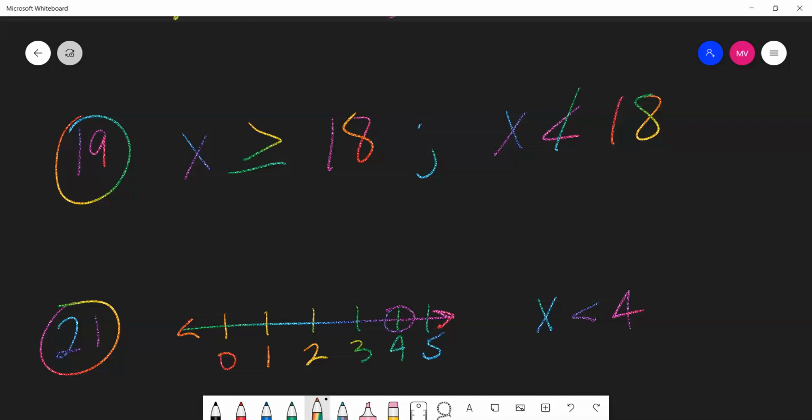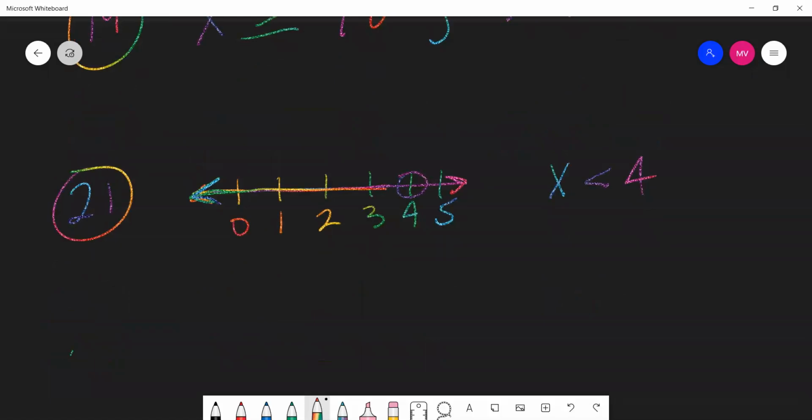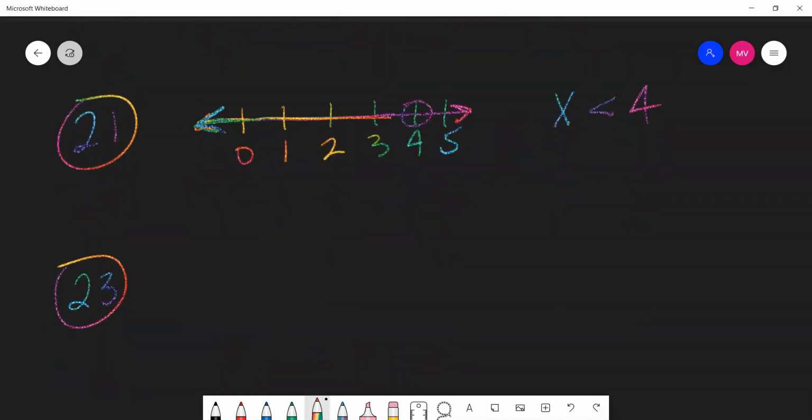And now, in which direction does our arrow go? Left, smaller, or right, bigger? Yeah, we go left. And so that number line shows us every possible solution to x is less than 4. All right, Eden, last one, 23. So 23 says x does not equal 5.